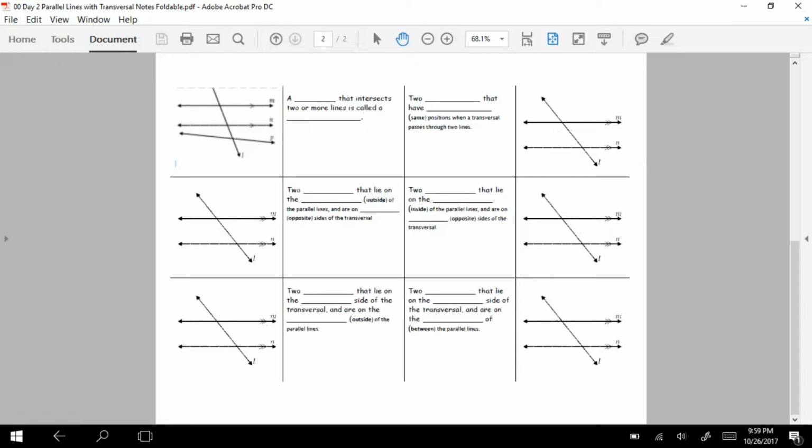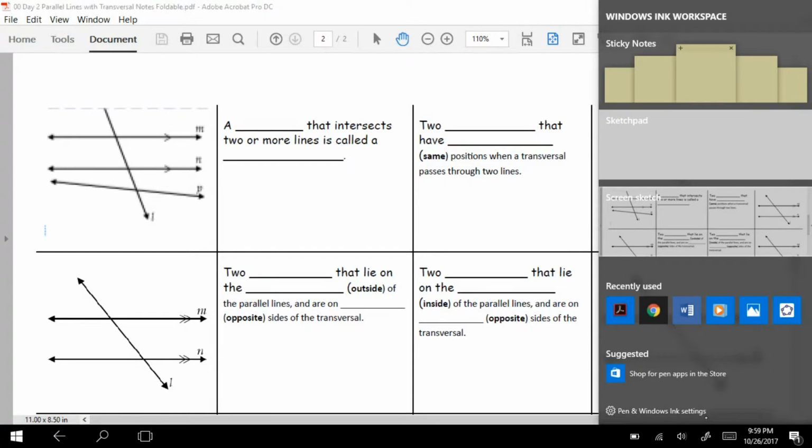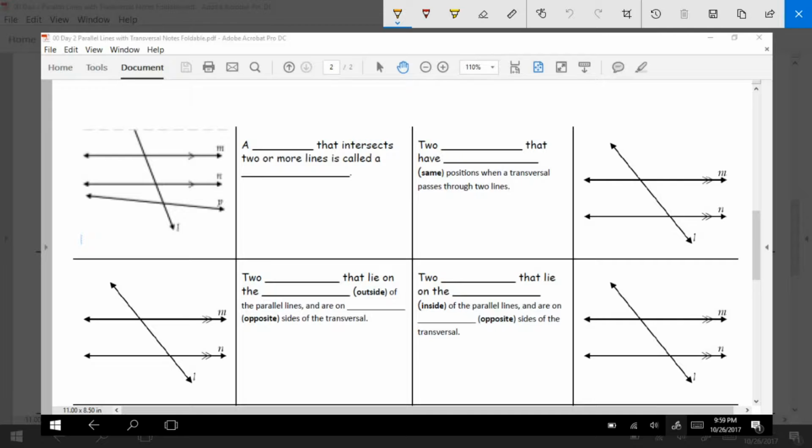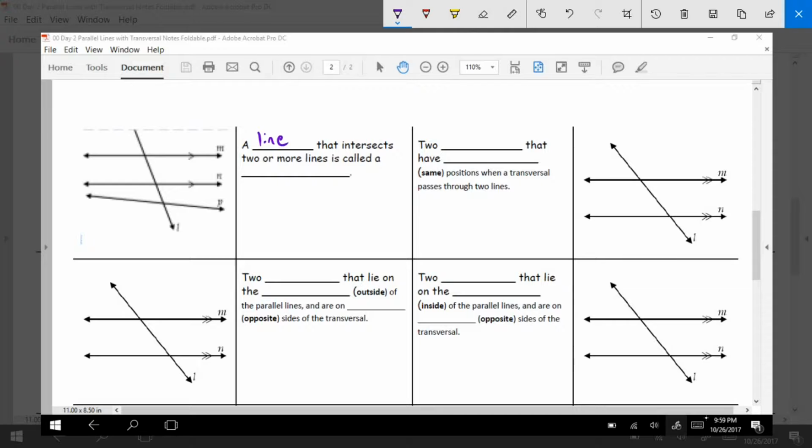So let's fill in these notes now. So right here, in this first one, why is it blurry? That's weird. All right, in this first one up here in the top left, what's going to go in this box? It's going to be, I'm going to use this color, a line that intersects two or more lines is called a transversal. Transversal. What is it? Say it with me, guys. Transversal. Transversal. Transversal. So it's a transversal. It's a line that intersects two or more lines.